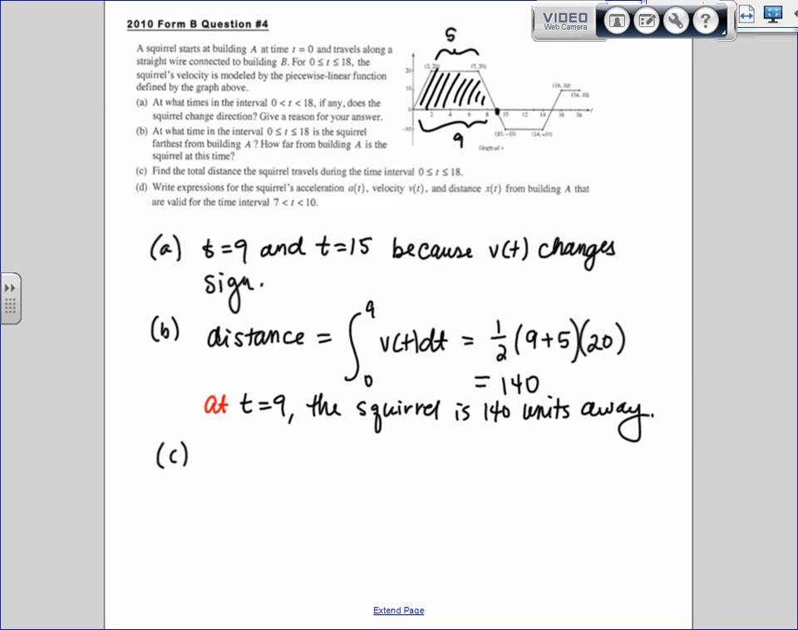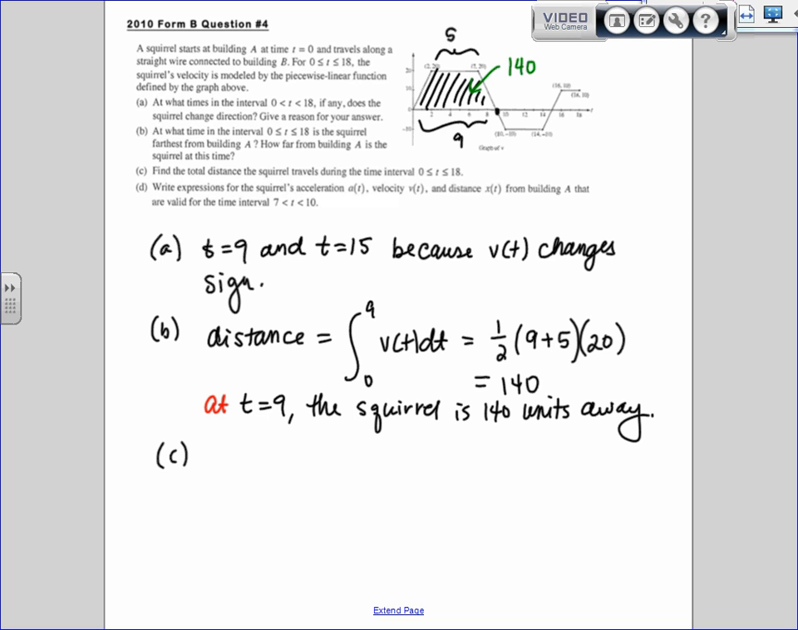C. Find the total distance the squirrel travels during the time interval. It's constantly moving. You've seen squirrels. They go crazy, forwards, backwards, doing a whole bunch of stuff. If we're recording the total distance they travel, just like my cross-country runners, they would be very sad if I told them to run out 3.5 miles and come back 3.5 miles, and I said, okay, you went a distance of 0. That's not what they actually do, right? They go a total distance of 7 miles. Their displacement is 0.